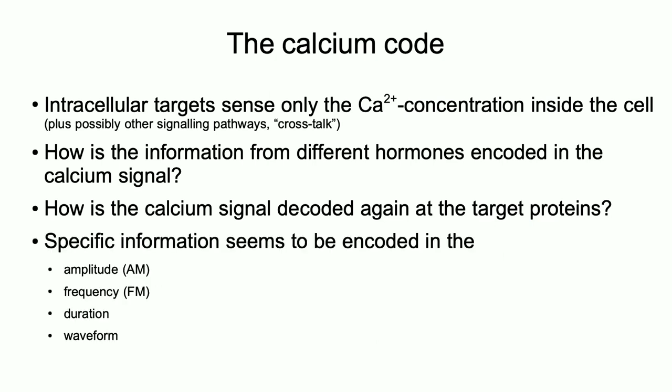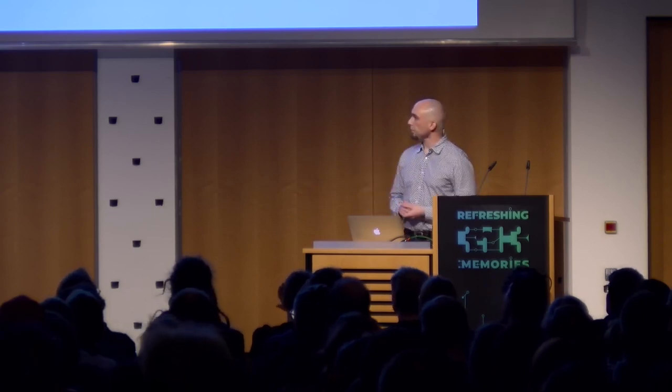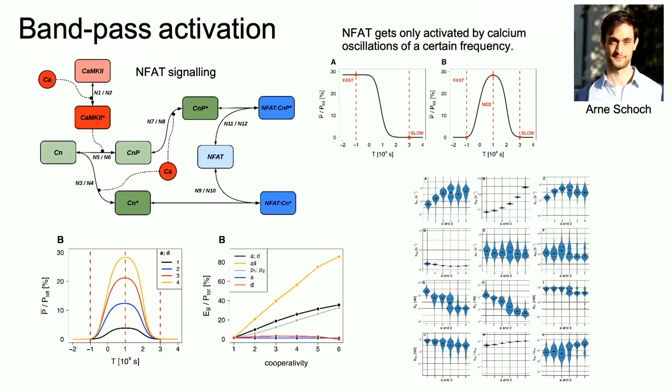It's fairly established that calcium shows amplitude modulation. So the higher the amplitude of calcium, the more active get some proteins. It also shows frequency modulation, meaning the higher the frequency of the calcium oscillations, the more active get some proteins. But maybe there are other information carrying features in the waveform, like duration, waveform, timing, and so on. Now, a doctoral student in my group, Arne Schoch, has looked into frequency modulation, and he actually showed that there are proteins, in that case, NFAT, which is the nuclear factor of activated T cells, which are important in your immune system. They only react to calcium oscillations of a certain frequency. So they get activated in a very narrow frequency band, and that's why we call it bandpass activation.